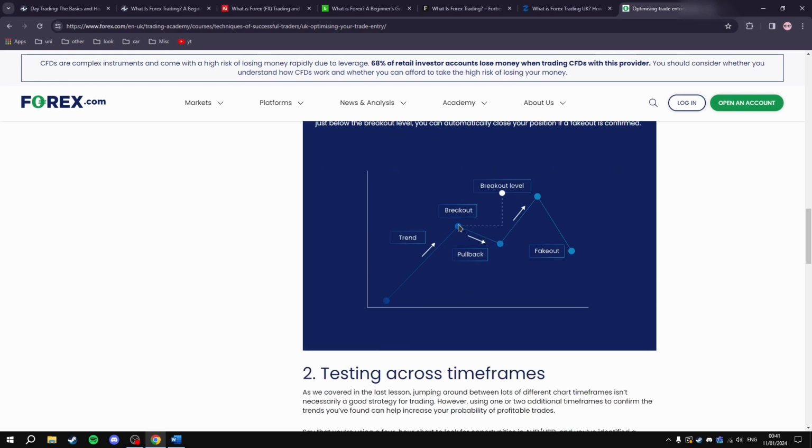Trend breakout is here. You expect it to be here, and then fake out. Put it here.